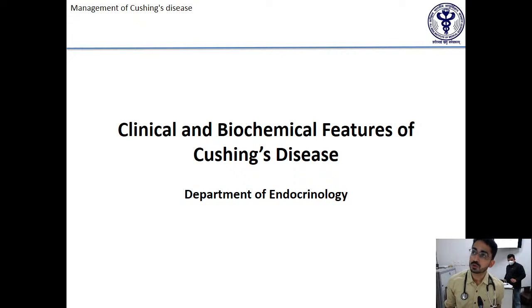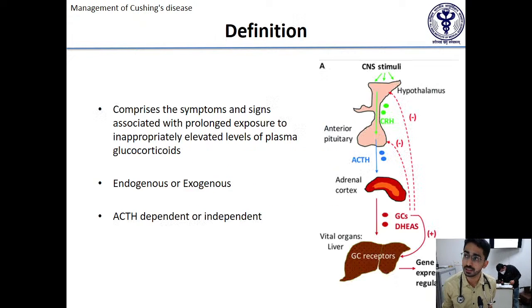Thank you, sir. So I'll be presenting the clinical and biochemical features of Cushing disease and how we, as the Department of Endocrinology, ensure that the diagnosis is Cushing disease and not something else before we refer the patient to neurosurgery. So first, reiterating the definition of Cushing syndrome, which is defined as a constellation of signs and symptoms associated with prolonged exposure to inappropriately elevated levels of plasma glucocorticoids.